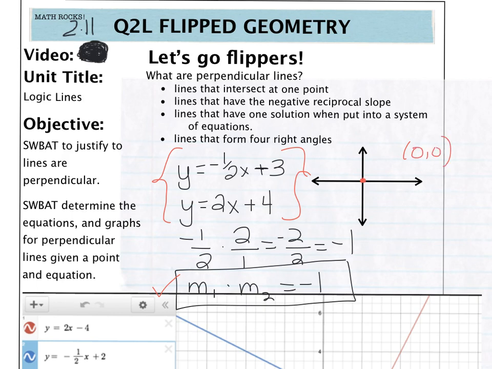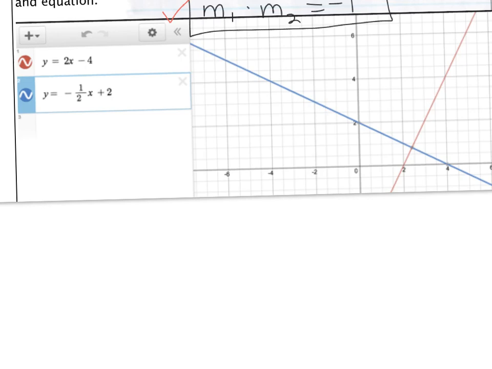Finally, our last piece of information is that the lines form 4 right angles. So if these are perpendicular lines, then these angles here must be right angles, and that's denoted by the little boxes in the corner. Let's look at a set of perpendicular lines.